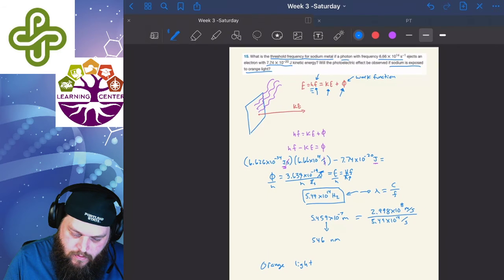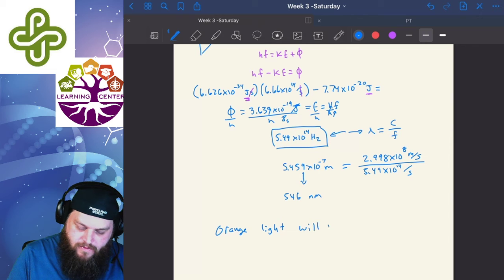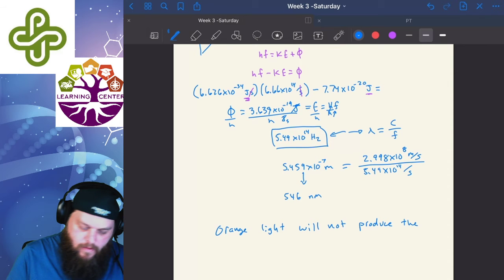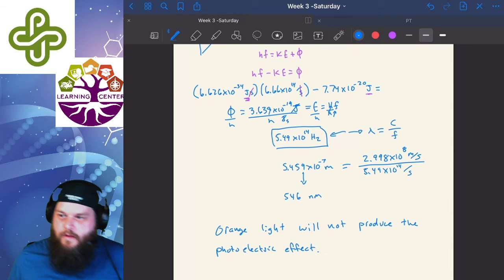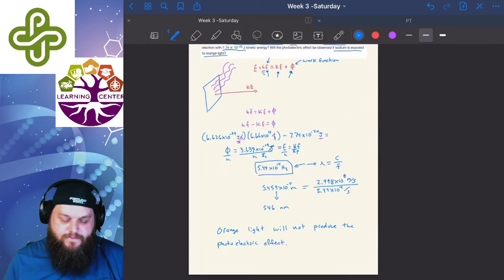So it will not produce the photoelectric effect, just because it's lower in energy than the threshold frequency that we're looking for.